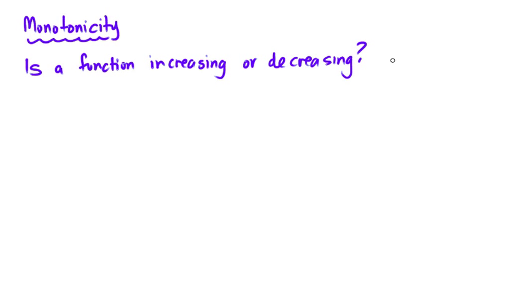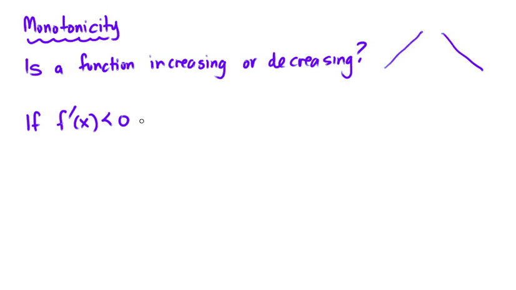Monotonicity deals with whether or not a function is increasing or decreasing. Increasing functions have slopes that are positive, and decreasing functions have slopes that are negative. And we can take a look and see if a slope is increasing or decreasing by checking the first derivative.